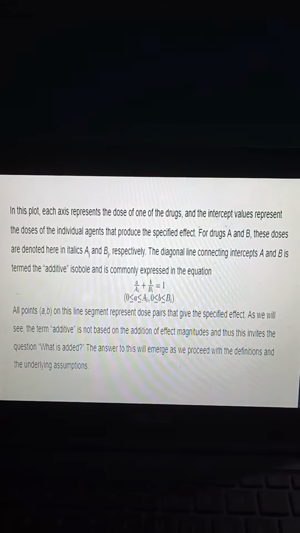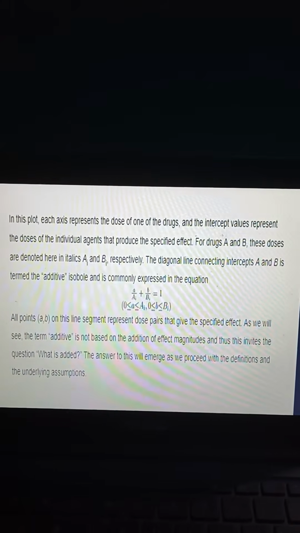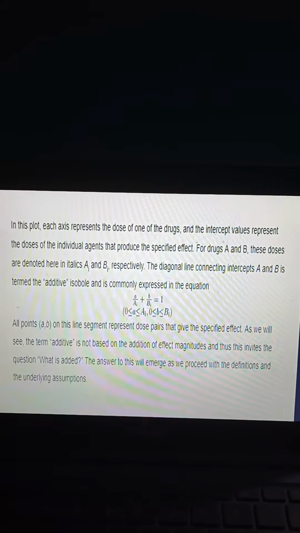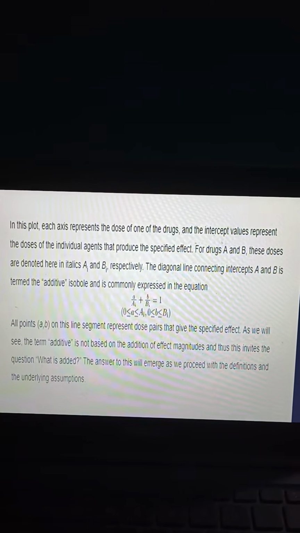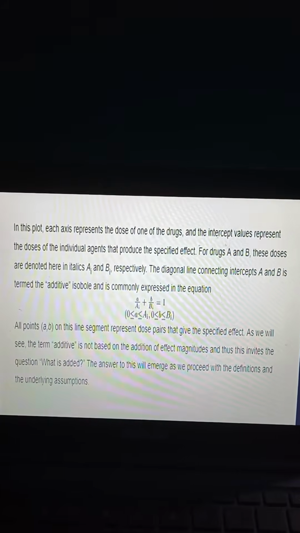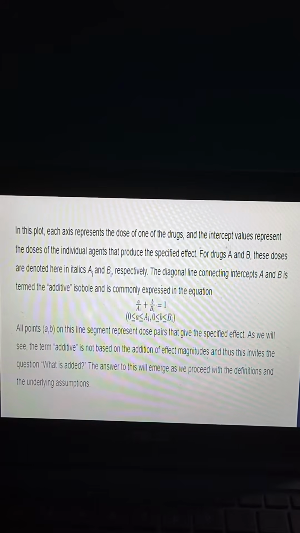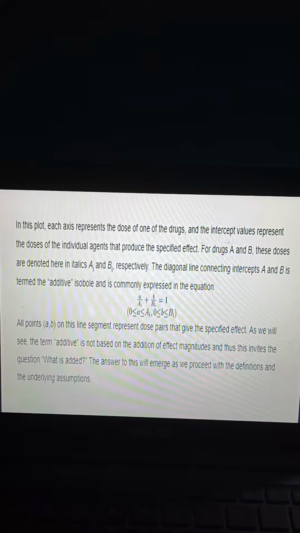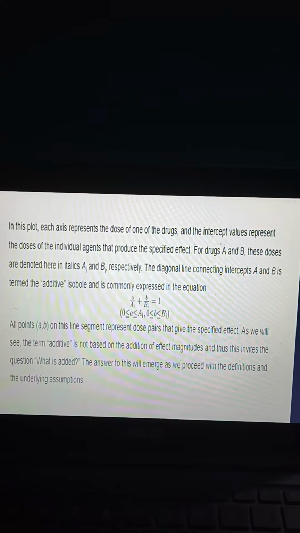In this plot, each axis represents the dose of one of the drugs, and the intercept values represent the doses of the individual agents that produce the specified effect. For drugs A and B, these doses are denoted here in italics as A_I and B_I respectively. The diagonal line connecting intercepts A and B is termed the additive isobol and is commonly expressed in the equation a/A_I + b/B_I = 1, where 0 ≤ a ≤ A_I and 0 ≤ b ≤ B_I. All points (a, b) on this line segment represent those pairs that give the specified effect.